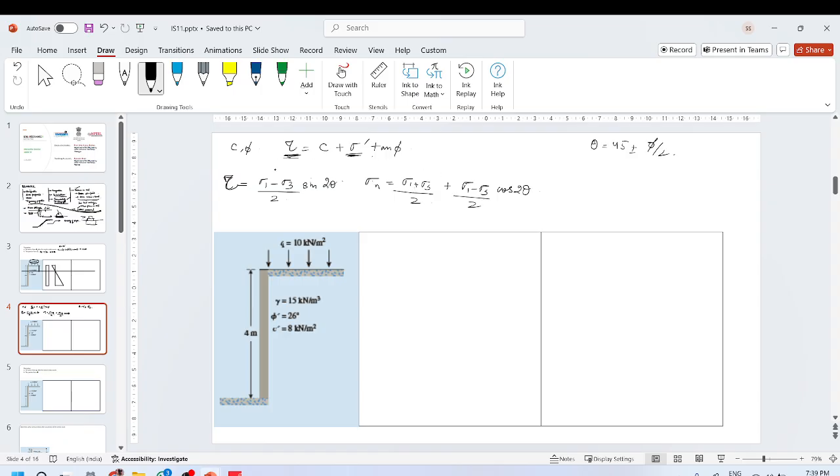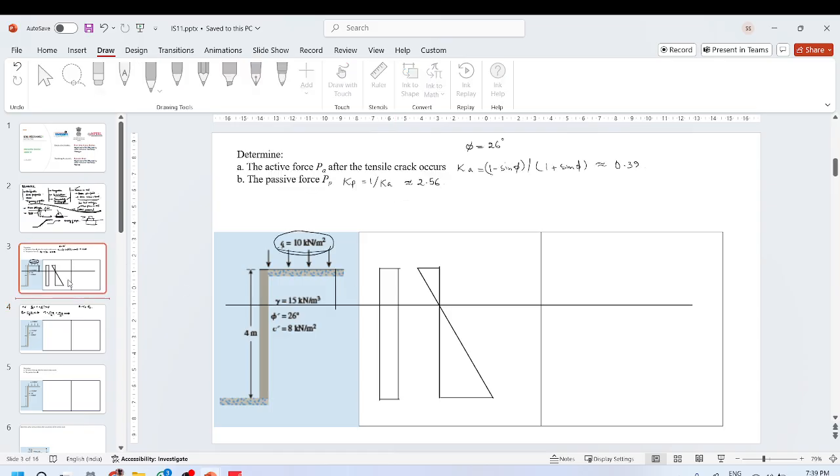Why do you want all these, madam? I was basically discussing why we have a negative term here in the active pressure equation. You can write the pressure equation directly, madam. I can write, I was just discussing why we have a negative term here. Okay, that is fine.